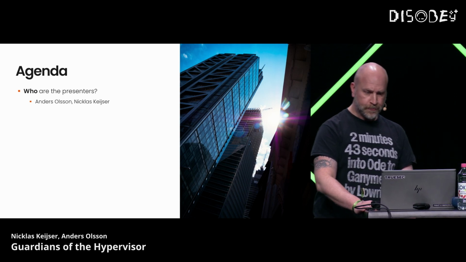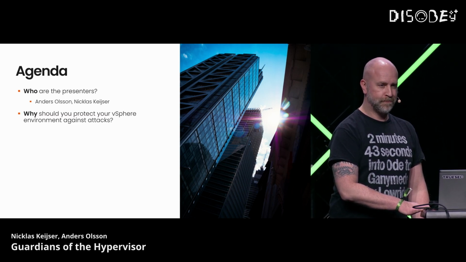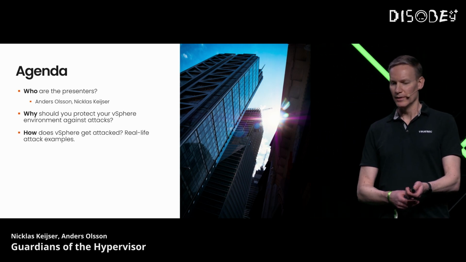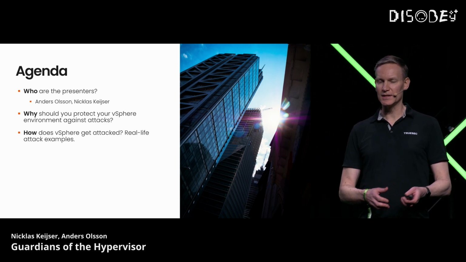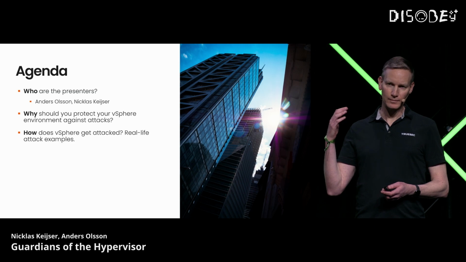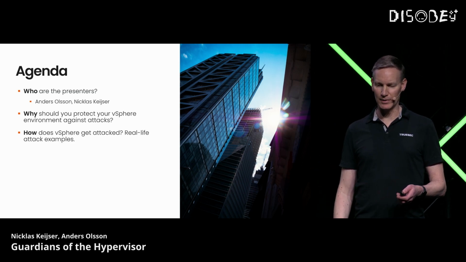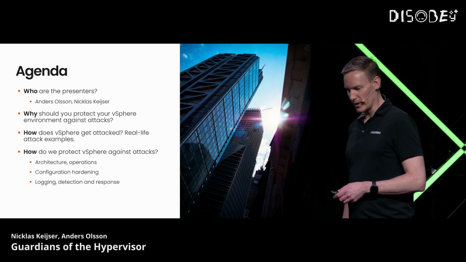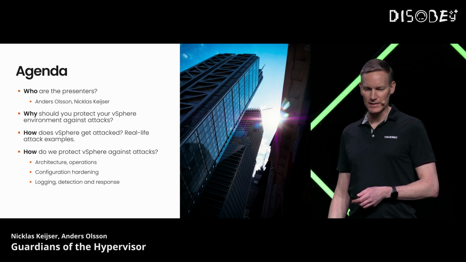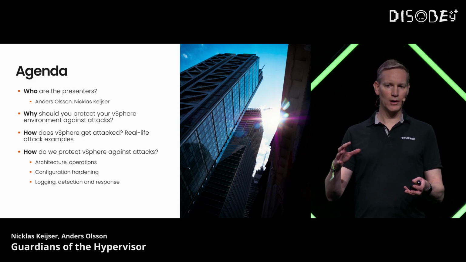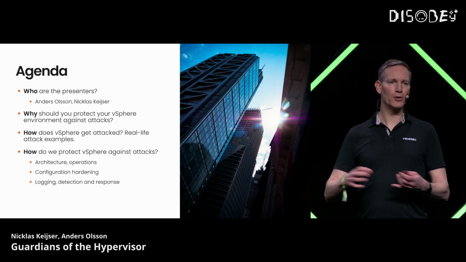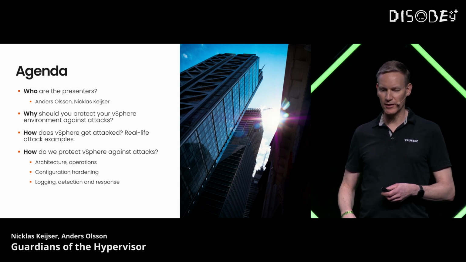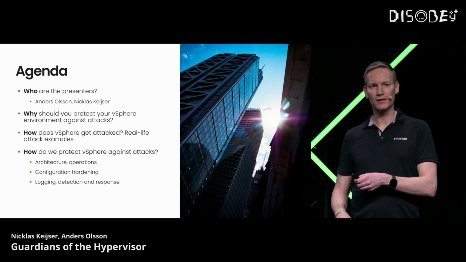So we're going to start by talking about the why. Why is this important? I think you already know this part. Then we're going to dive into a bit more how these attacks happen and do some real-life attack examples. And most importantly, we're going to talk about how to protect vSphere against these attacks. So, and spoiler alert, it's going to be a combination of the proactive stuff, which is the architecture, operations, all of that, with configuration hardening and logging, detection, and response.